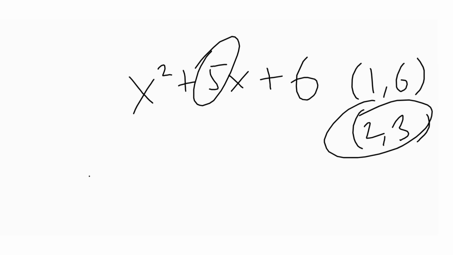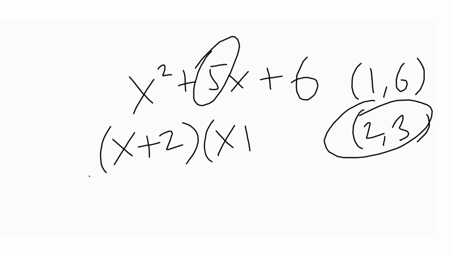So now that we have our pair, we can make two separate binomials with them in the format of x plus each number in that pair. And we get x plus 2 and x plus 3. And this is our final factored form.